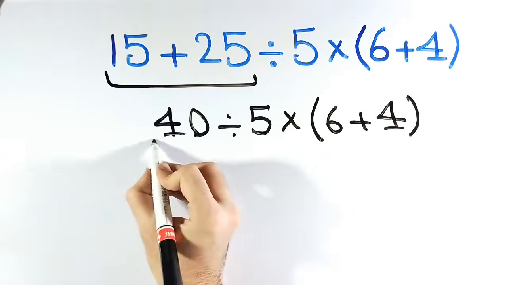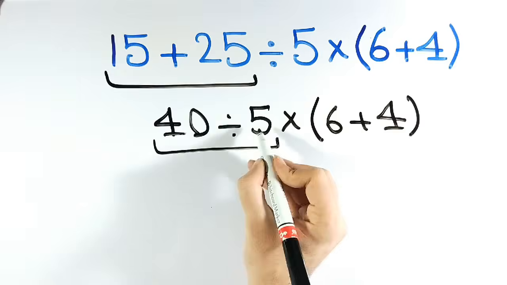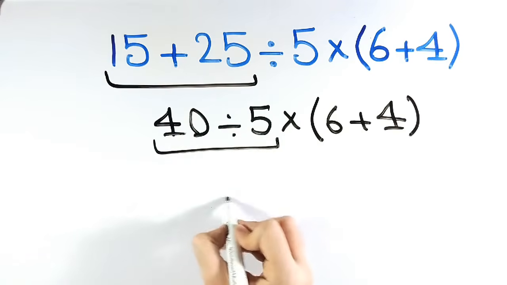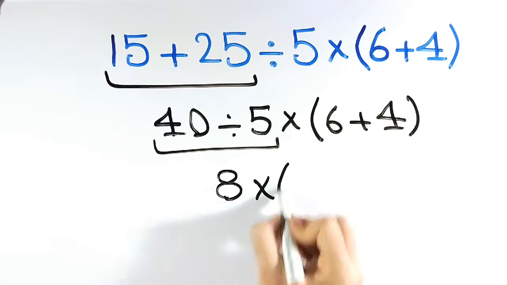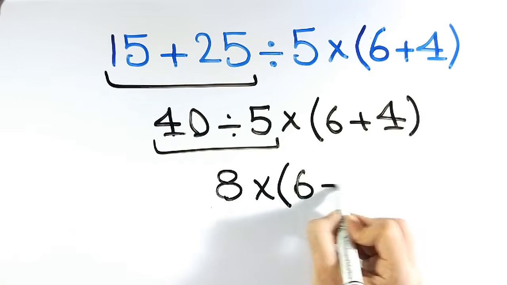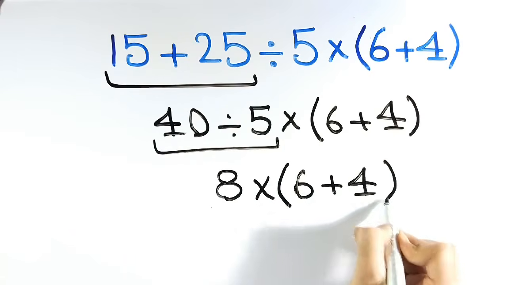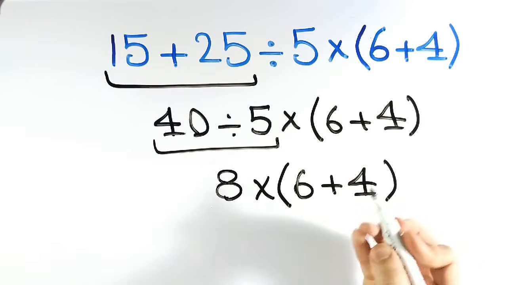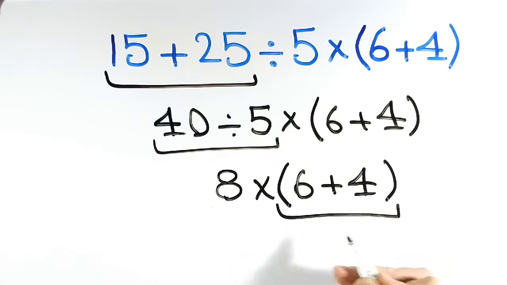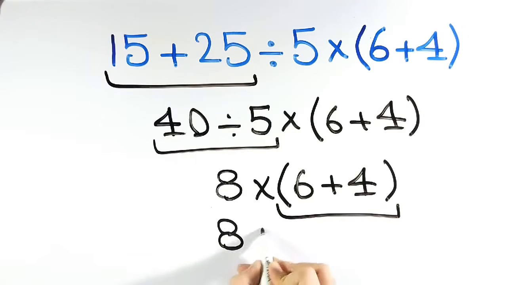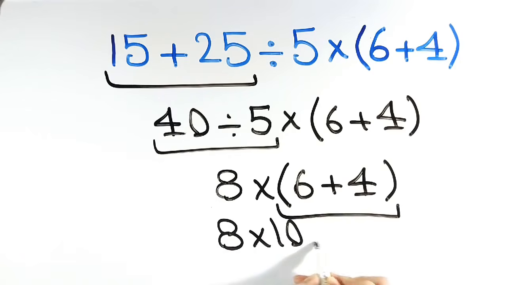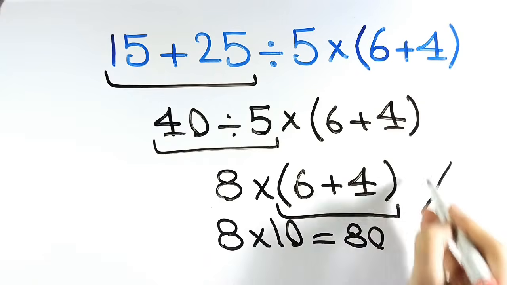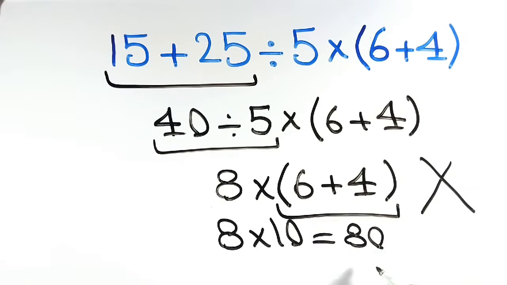In the next step, they go for the division between 40 and 5. And write this expression as 8 multiplied by open parentheses 6 plus 4 close parentheses. And the final step, they go to the expression inside the parentheses, and instead of this expression, they write 8 multiplied by 10, which finally gives them the answer 80. However, it's not the correct answer to this question.